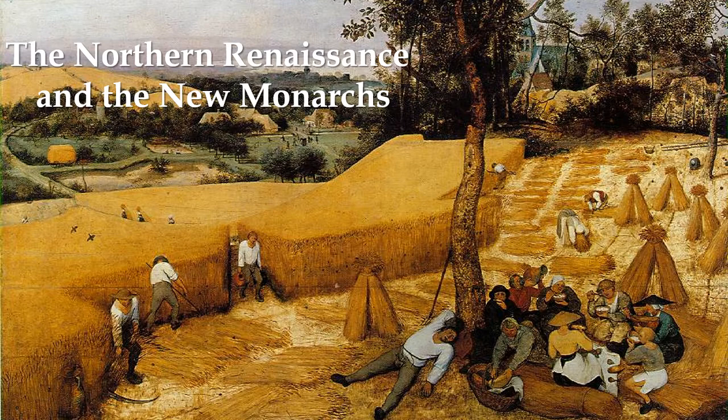Today's topic is the Northern Renaissance and the development of national monarchies. Now, the Italian Renaissance, of course, began in Italy and then gradually spread to the rest of Europe through travel and trade and also the printed word. So we'll look at how the Renaissance impacted some other parts of Europe today.